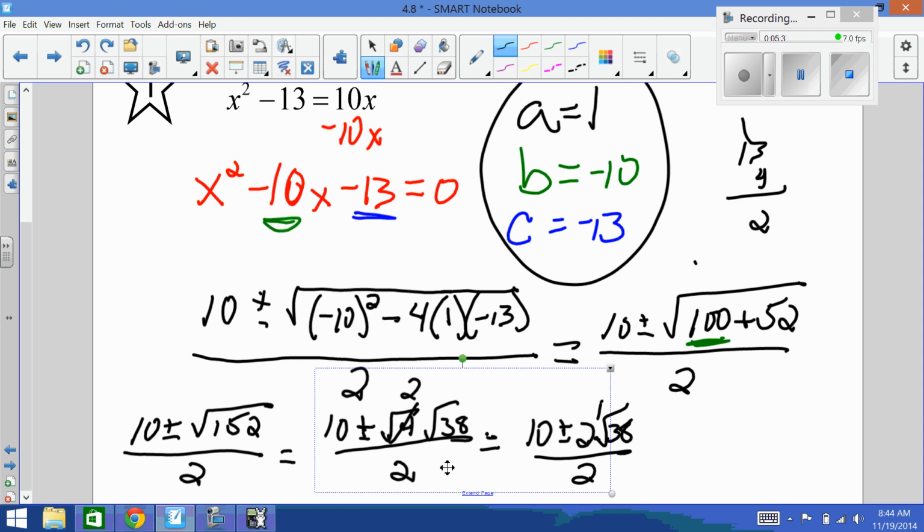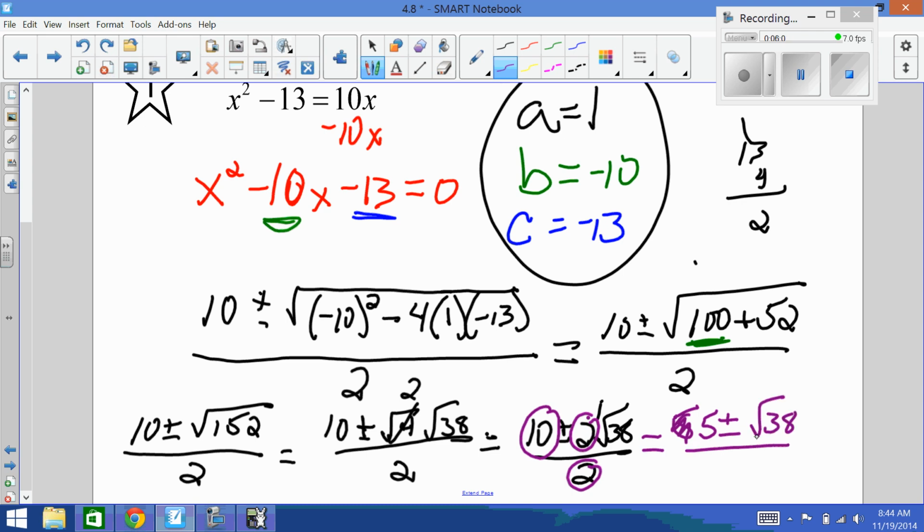Now we can work with everything else. If you look on the outside, the 10, the 2, and the 2, they're all divisible by 2. So I'm going to divide all of those by 2. 10 divided by 2 is 5, plus or minus 2 divided by 2 is 1, so just radical 38 all over 1. So in other words, our answer is 5 plus or minus square root of 38. That is the quadratic formula. So let's look at another example.